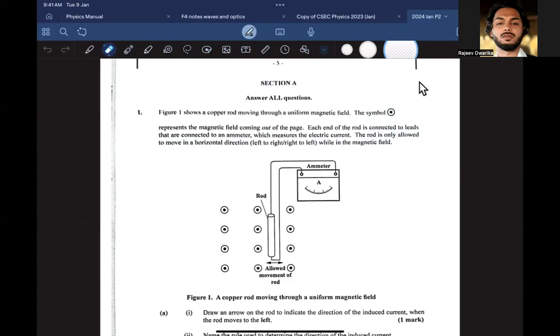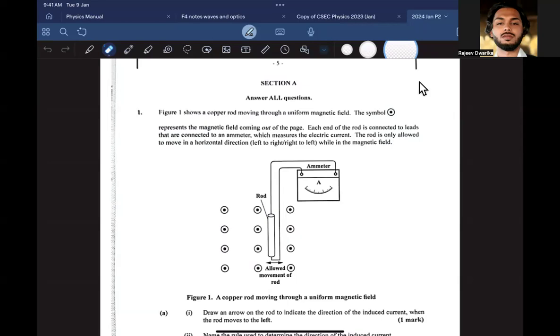Are we going into territory that you don't know about? Do you know about Fleming's left-hand rule? Yeah. Okay, you know about Fleming's left-hand rule, but do you know about Fleming's right-hand rule? No. So we have to cover that because it could come, apparently.